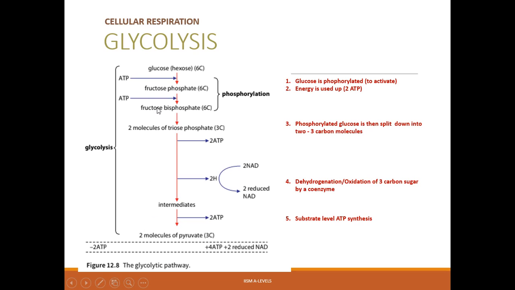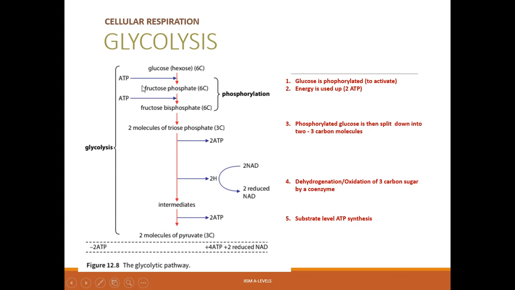So the breakdown of glucose occurs in 4 different stages. The first one is glycolysis. Glycolysis is basically the splitting, or the lysis, of a 6 carbon sugar molecule, which is glucose, and it is broken down into 3 carbon sugar molecules, which is known as pyruvate. And glycolysis takes place in the cytoplasm of the cell. The diagram that you see here is the best way to explain the flow of glycolysis.